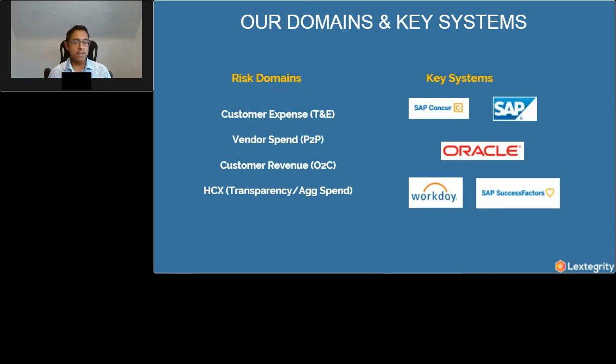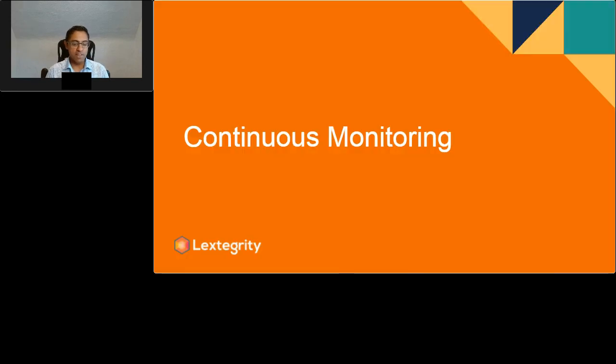Maybe the last component here is the risk domains that we work with. Today we're working with customer expense, vendor spend, customer revenue, order to cash, and for our life sciences customers, transparency and aggregate spend data. And we're working with some key systems here: SAP, Oracle, Workday, Concur, et cetera. We have brought on other systems, and again, we have a very agnostic model, but having a good inventory of your core systems is going to be critical for success. So with that setup, let's dive into continuous monitoring.